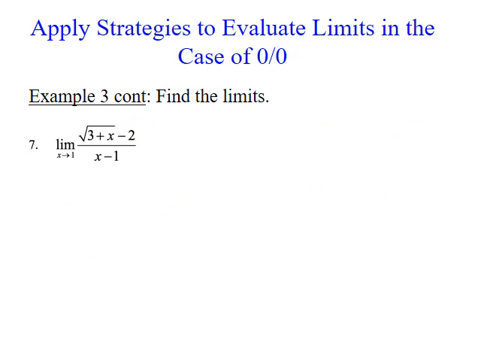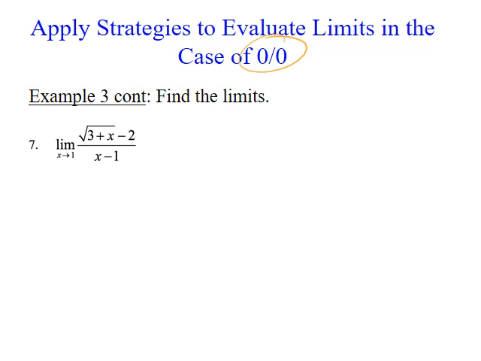Okay, here is another example. Now, this one's a little bit easier to evaluate in your head. If you attempt to use direct substitution and you plug 1 in here and here, you end up getting 0 over 0, which is in fact an indeterminate form.